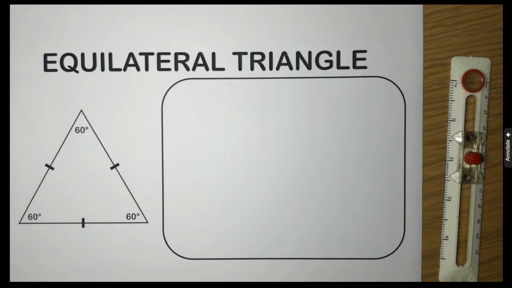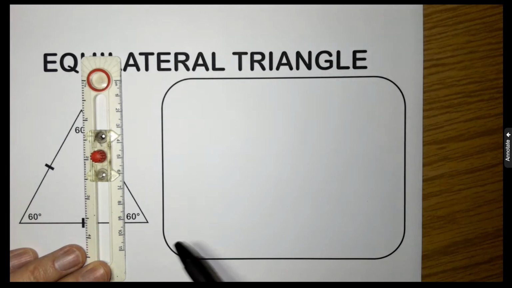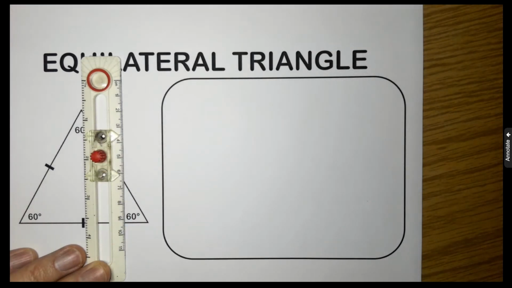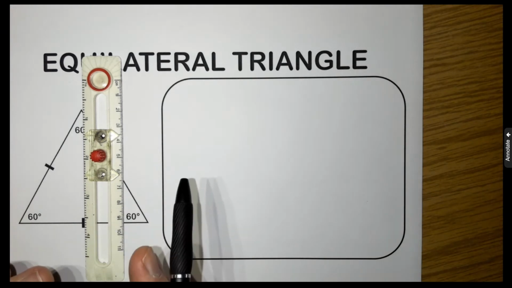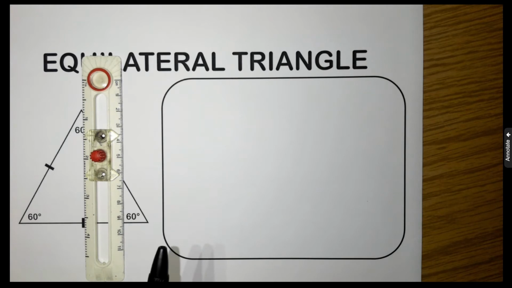On this problem, we're going to construct an equilateral triangle. Notice that an equilateral triangle has 3 congruent sides and 3 60-degree angles, which of course are congruent. Also notice that an equilateral triangle has a line of symmetry from the top straight down to its base. So we're going to make everything on the left side of that line exactly the same as everything on the right side of that line.